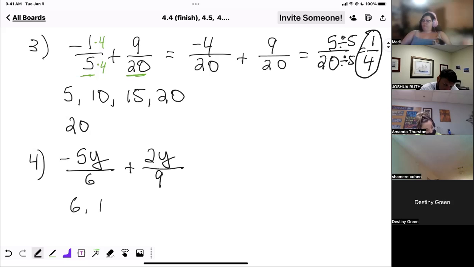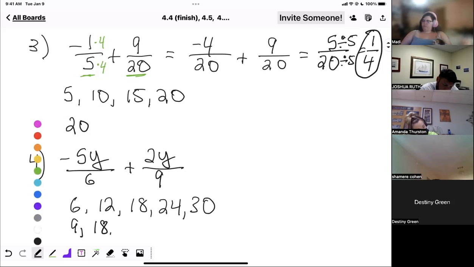6, 12, 18, 24, 30. I just did 6, 6, 6, keep adding 6. And then we have 9, 18, and then I'm going to stop because I just found my common denominator is 18. It's the first number that they share.